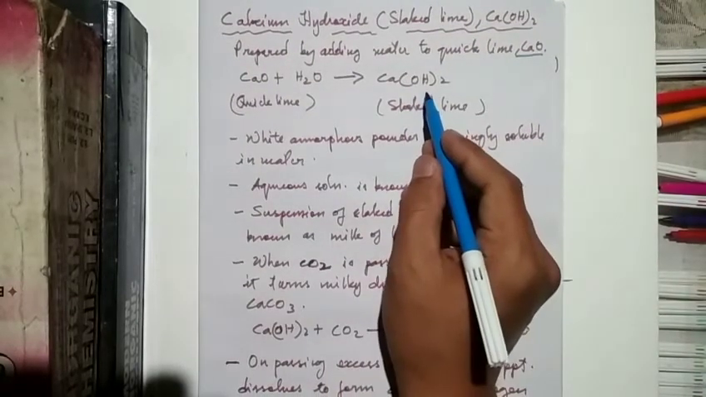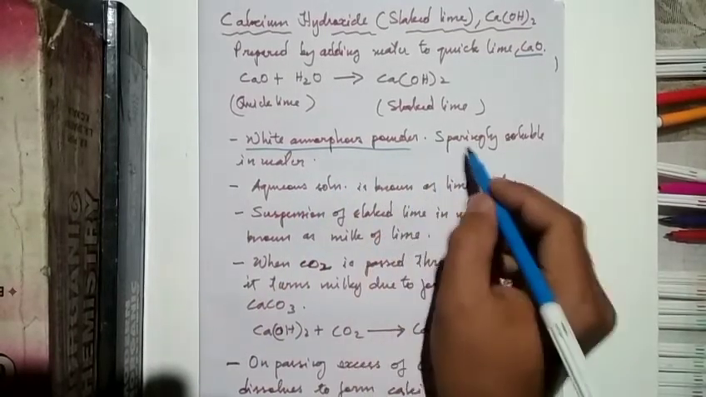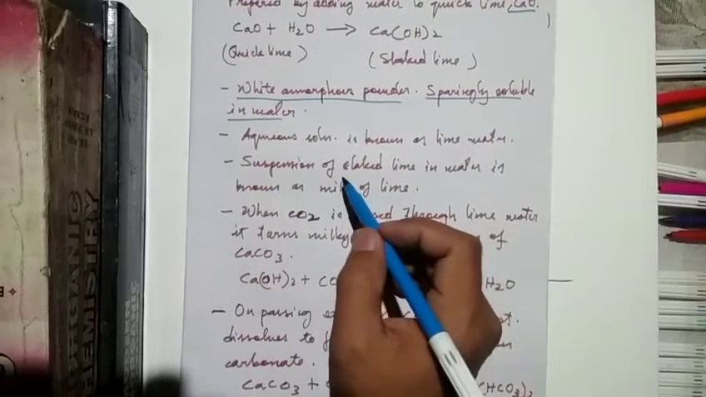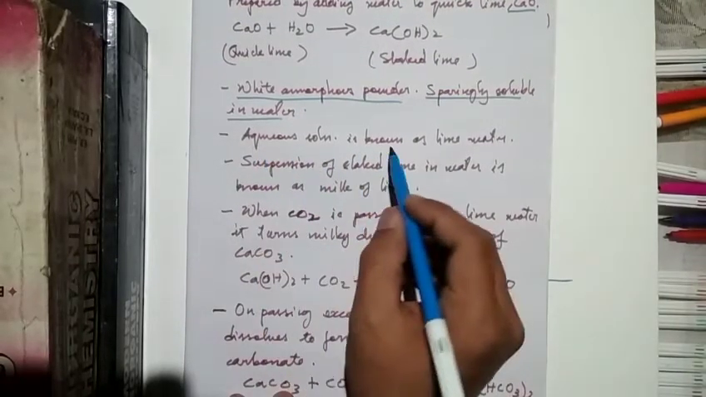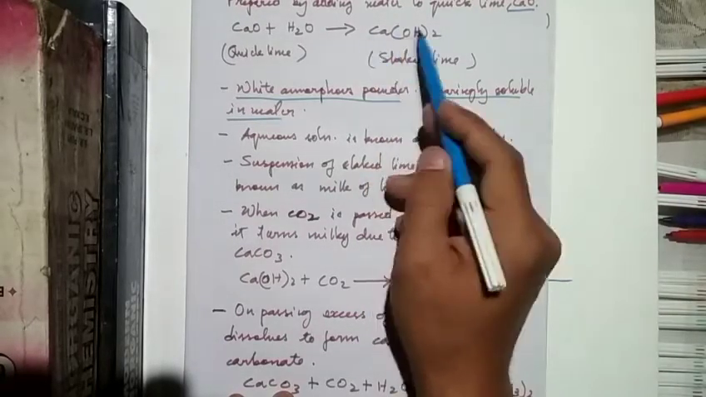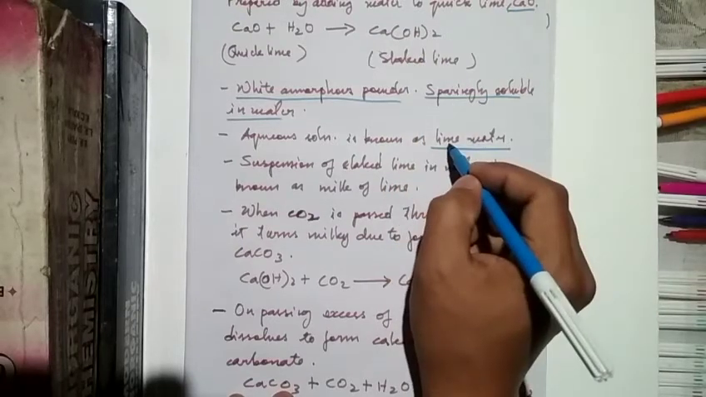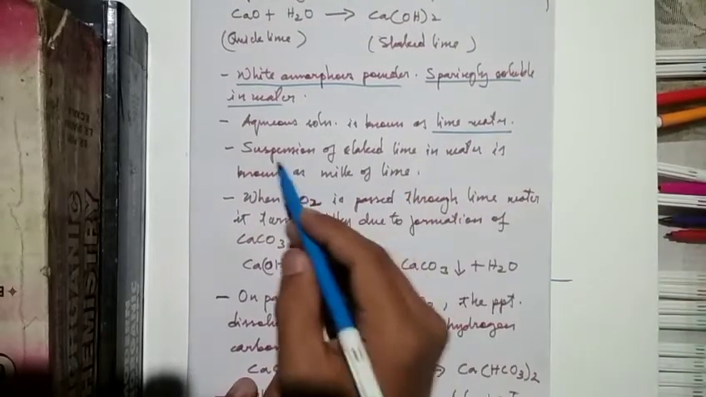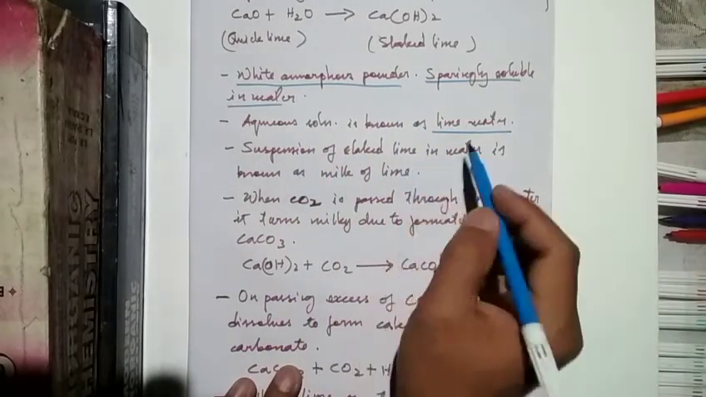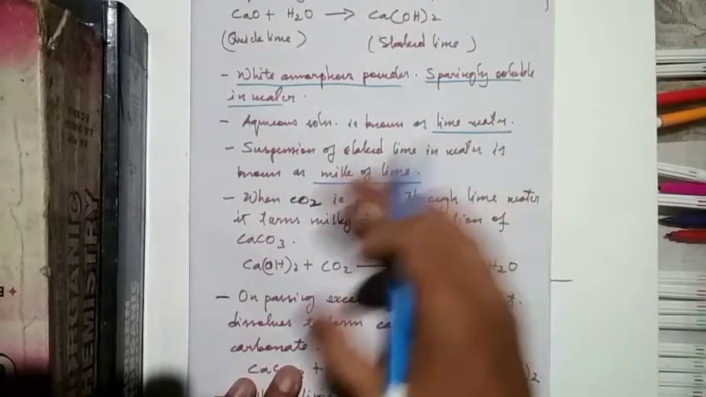This calcium hydroxide or slaked lime is a white amorphous powder, and it is sparingly soluble in water. The aqueous solution of this is known as lime water. When we mix this in water, we get a solution, and that solution is lime water. Now a suspension of this slaked lime in water is known as milk of lime, as it looks like milk, white in color.